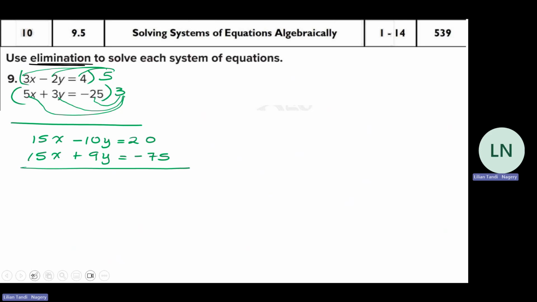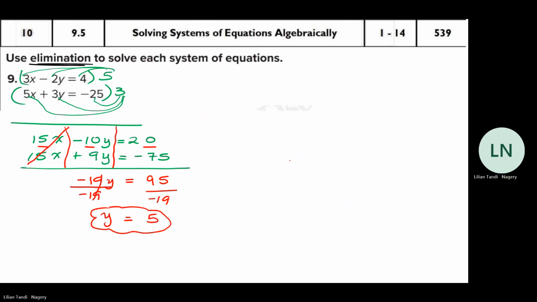So now I will put my coefficients in their houses. I want to make 0, so I'll have to subtract all houses. So this house goes away. This becomes negative 19y equals to 95, positive over. Then I will divide both sides by negative 19. Okay, so this is y equals to 5.